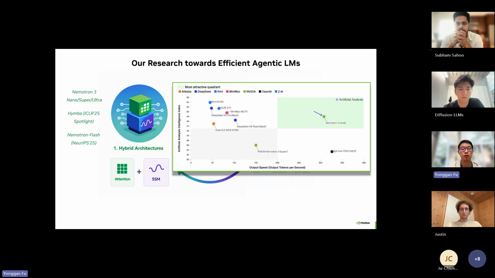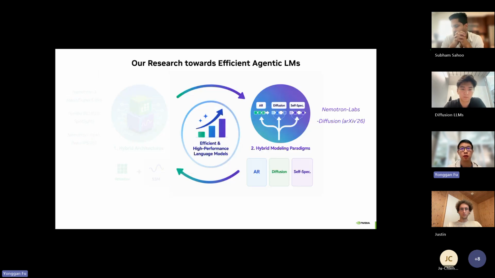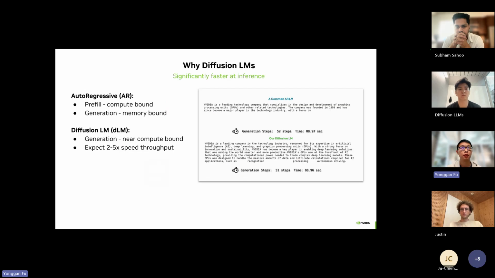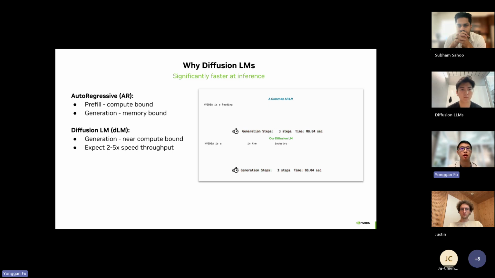After squeezing out the redundancy hidden in the model architecture, the next thing to look into is the modeling paradigm itself. So in addition to autoregressive generation, we are also looking into parallel generation schemes, like the Nemotron-Labs-Diffusion model we will introduce, which is a hybrid AR and diffusion LM. And why diffusion LM? As mentioned, AR is pretty memory bound during generation. But diffusion can bring generation closer to the compute-bound scenario and achieve 2 to 5x speedup in throughput.